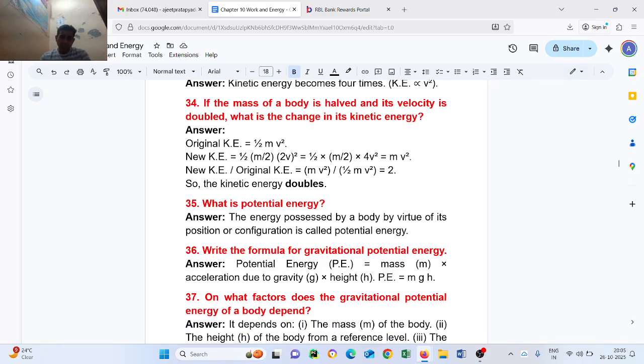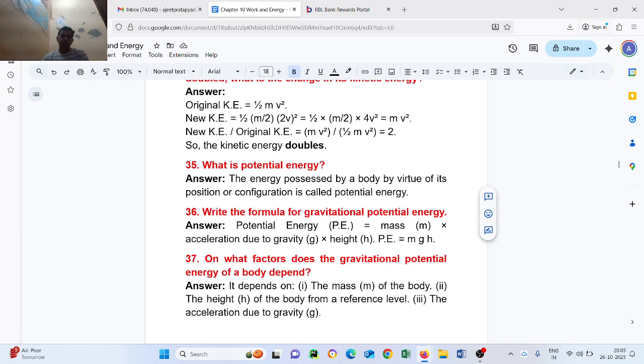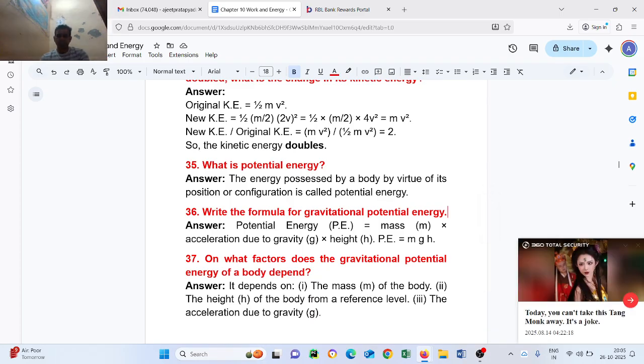Question number 35. What is potential energy? The energy possessed by a body by virtue of its position or configuration is called potential energy. Question number 36. Write the formula for gravitational potential energy. Potential energy P equals mass multiplied by acceleration due to gravity multiplied by height, mgh.